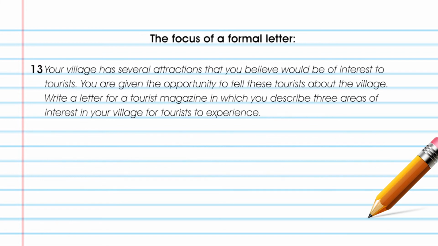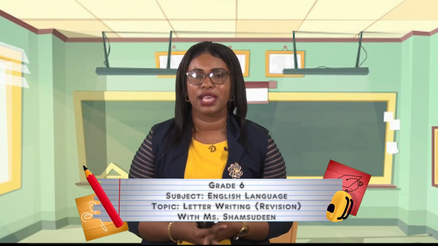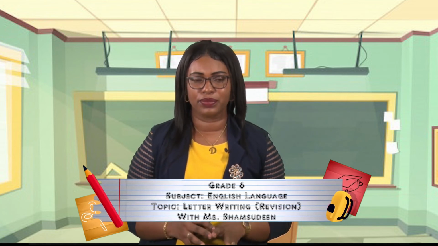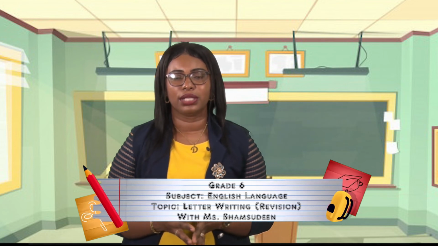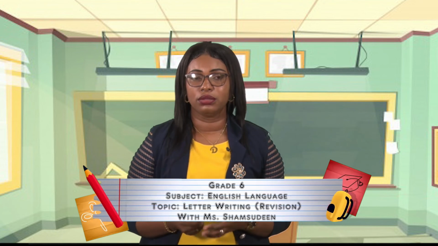Your village has several attractions that you believe would be of interest to tourists. You are given the opportunity to tell a tourist about your village. Write a letter for a tourist magazine in which you describe 3 areas of interest in your village for tourists to experience. The key thing to look for when you are writing a formal letter is to see if it is asking you to write to someone in authority. Then try to do your plan and outline the format of your letter with relevant information in the body.